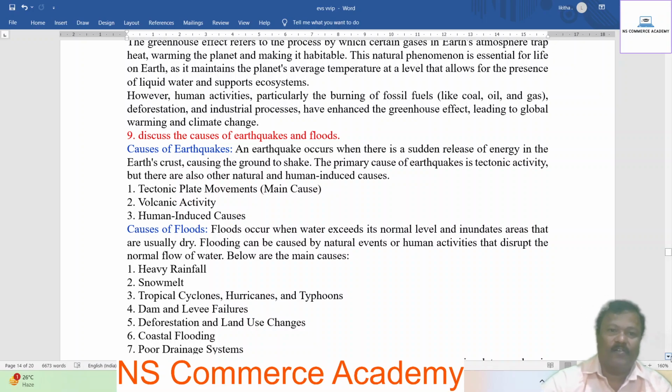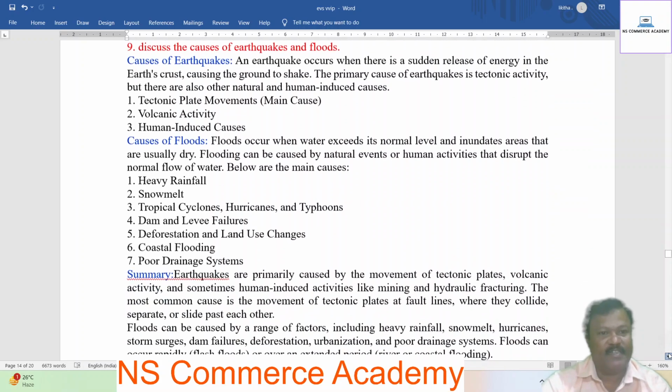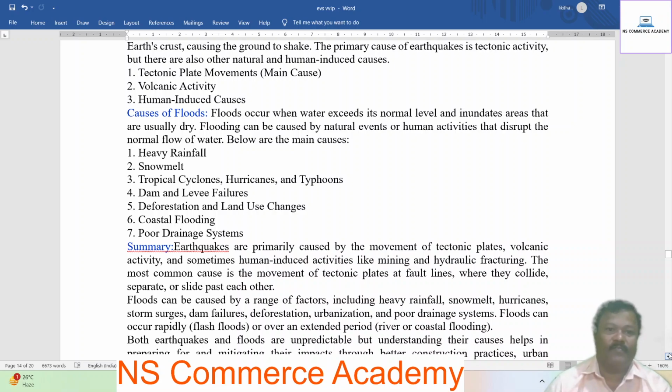Causes of floods. Floods occur when the water exceeds its normal level and inundates areas that are usually dry. Flooding can be caused by natural events or human activities that disturb the normal flow of water. Below are the main causes: heavy rainfall, snowmelt, tropical cyclones, hurricanes and typhoons, dam and levee failures, deforestation and land use changes, coastal flooding, and poor drainage systems.